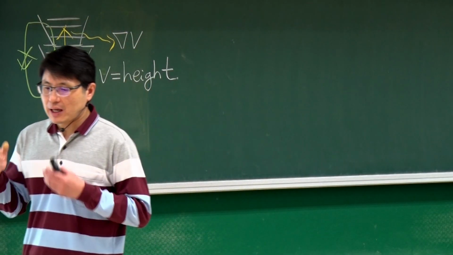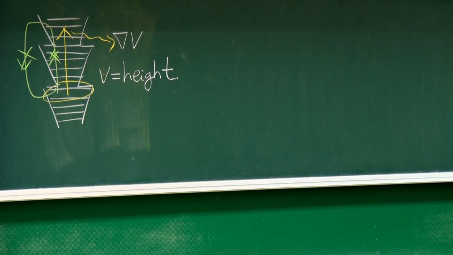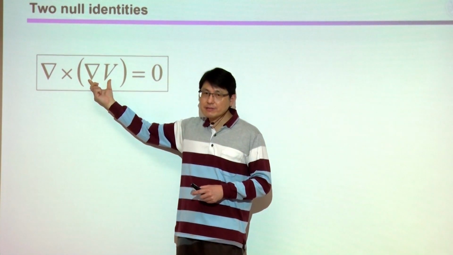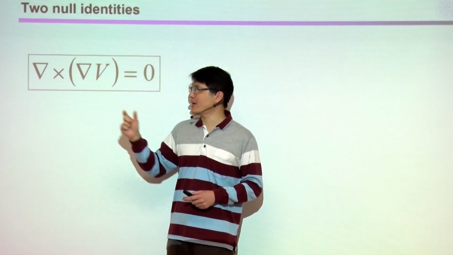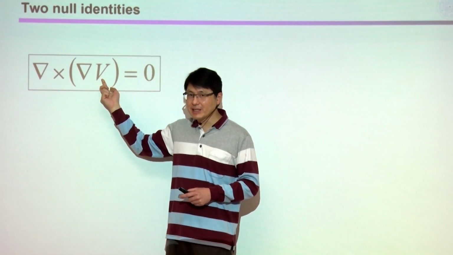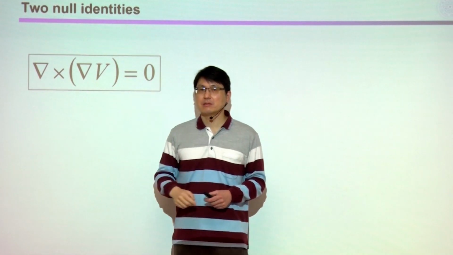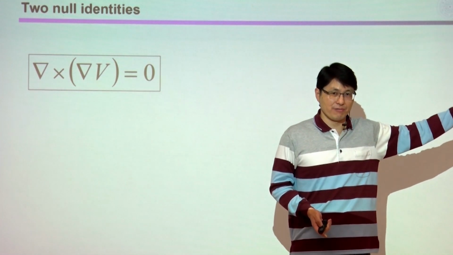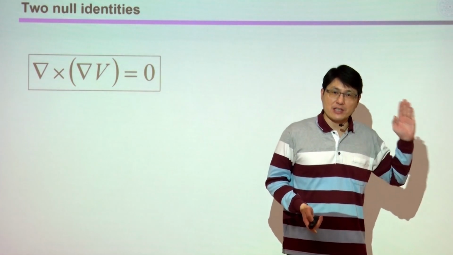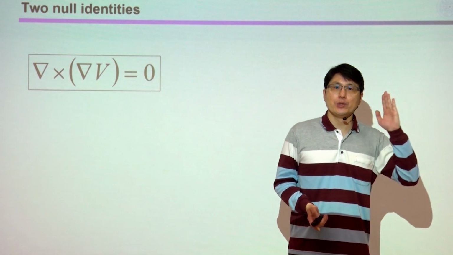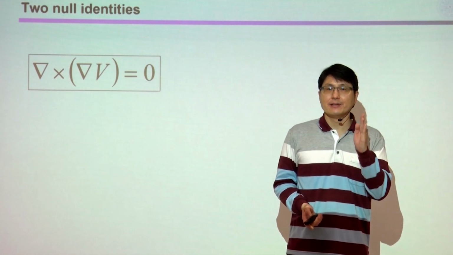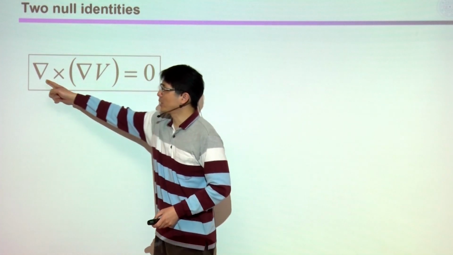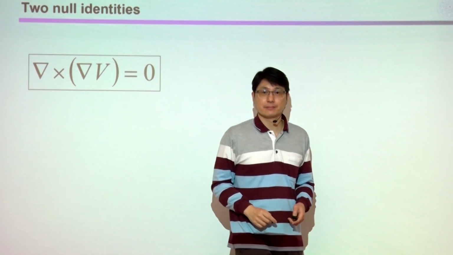So essentially, I'm trying to help you to understand the meaning of this one. If you have a field, a vector field, which can be written as gradient of v, this field is most likely unidirectional. It is a conserved field. For conserved field, you do not have net circulation. And net circulation means curl operation. Okay?